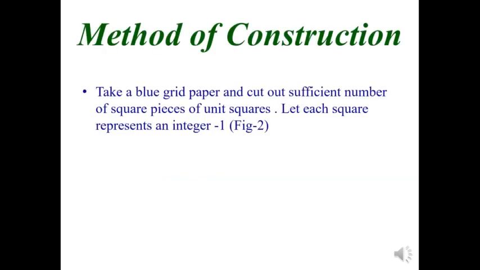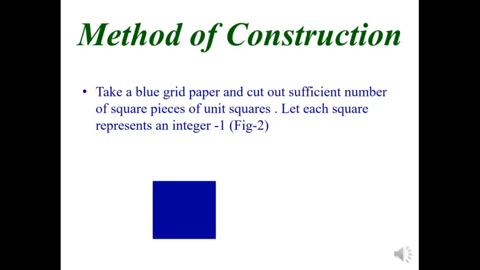Next, take a blue grid paper and cut out a sufficient number of square pieces of unit squares. Let each square represent the integer minus 1. So you have to make a number of blue squares. Each blue square represents minus 1. So this is our figure 2.